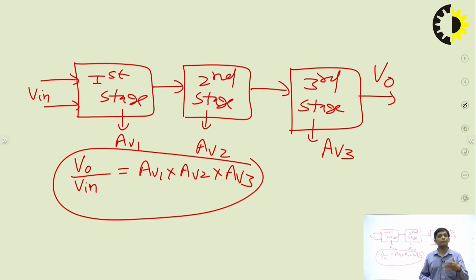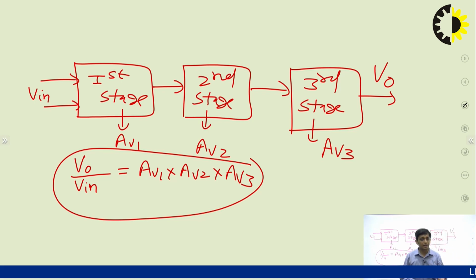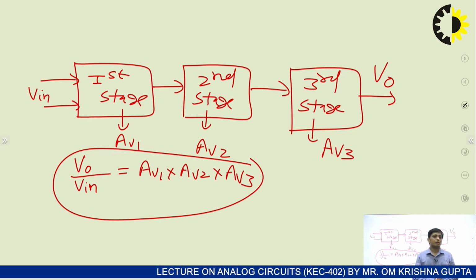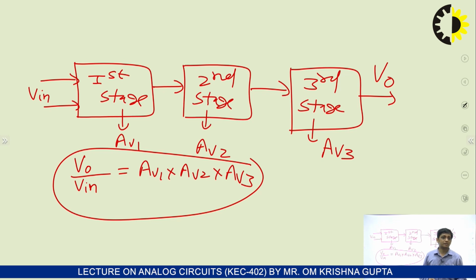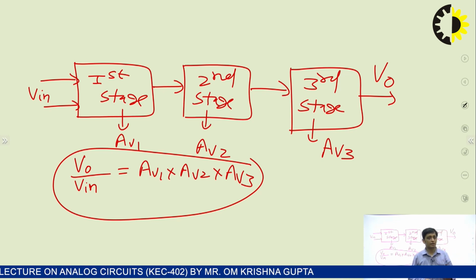So we get more and more gain with the help of multi-stage amplifier. The need of multi-stage amplifier arises in various applications, like I have mentioned ADCs and DACs and various other applications, right? And the advantage of multi-stage is obviously that it provides more gain. But there is one challenge while designing the multi-stage amplifier when we go for multi-stage, like 2-stage and 3-stage.